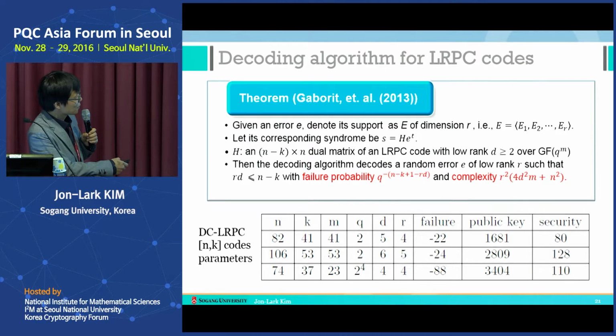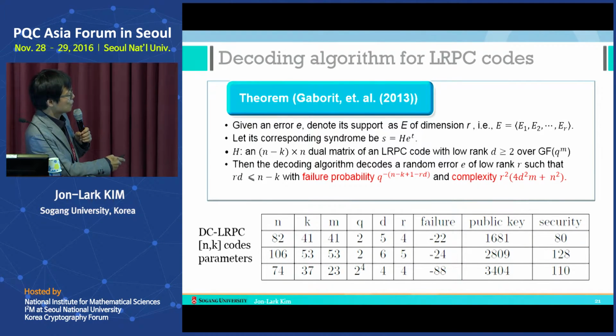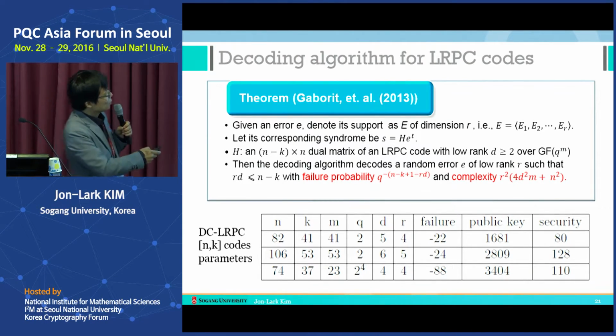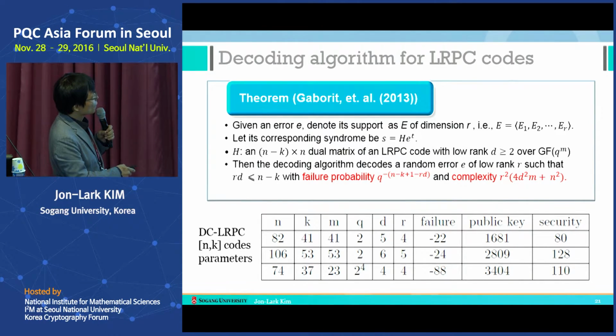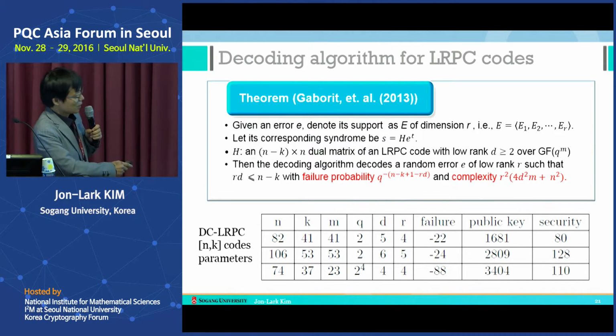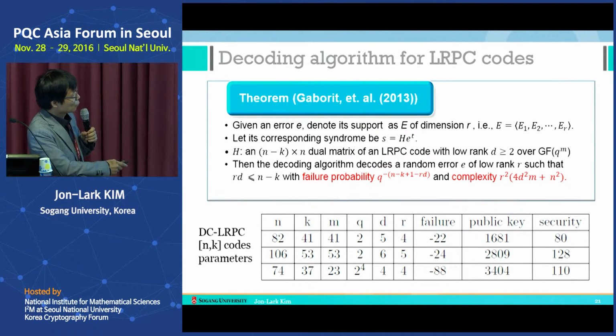But for the actual parameters, like this is the double circulant case. Double circulant means you have circulant matrices together, but only repeat the two. You have one circulant A and another circulant normally B, but we have A, A. So to describe a double circulant LRPC code, you need to specify the first row of matrix A, because you are going to repeat it. So if you choose these parameters, you just plug in n equals 82, k equals 41, and r times d, then it turns out that it is 22. So the probability that this decoding algorithm cannot decode the error is 1 over 2 to the 22, which is very small. So even though there is some failure probability, still it's reasonable.